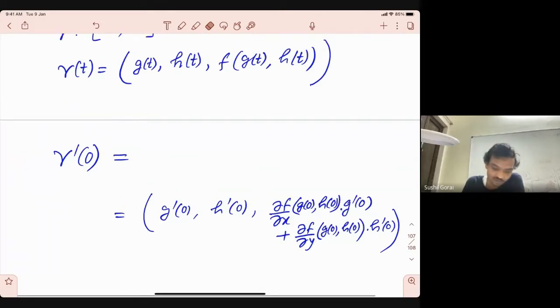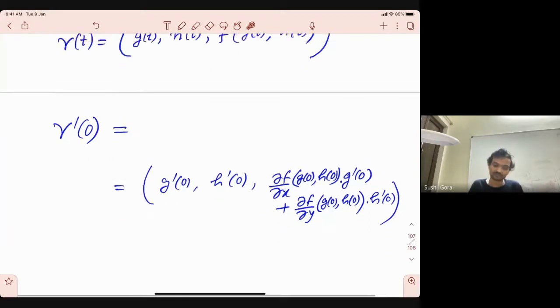So you have no problem for this component. It's g(t), so you take the derivative, g prime t, and then putting 0 you get g prime 0. Now here also you have h(t), and you take the derivative with respect to t. You don't have anything where you use the chain rule, so you just take the derivative h prime t and put t equal to 0. Now here, f is a function of two variables and g and h are functions of one variable. So here you need to use the chain rule, right?